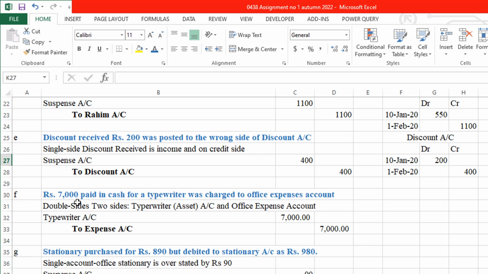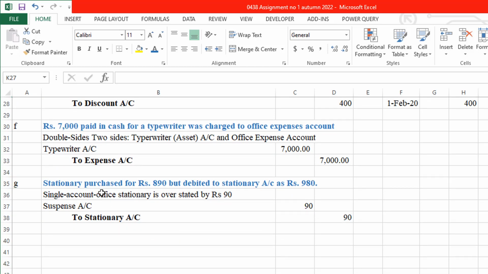Transaction F, rupees 7,000 paid in cash for typewriter was charged to office expense account. Again, two accounts are directly involved here, so we need to correct office expense account by crediting it and introduce the typewriter account, which is an asset account, to make it correct. Typewriter account 7,000 to office expense. I just wrote here expense. You can add the word office here to make it the correct account. So with 7,000. Last one, stationery purchase for rupees 890 but debited to stationery account rupees 980.